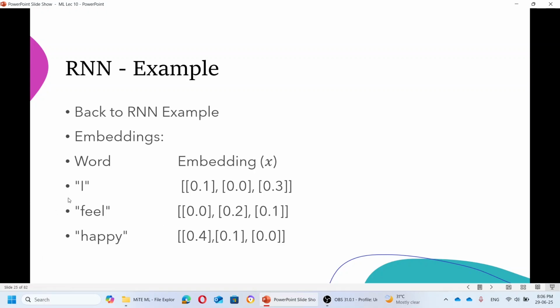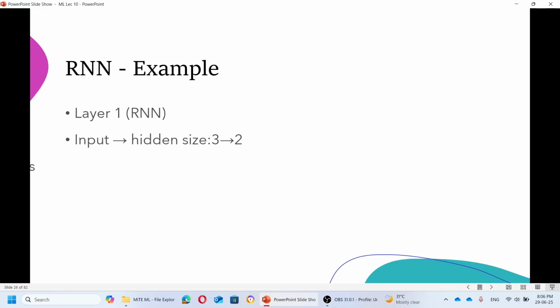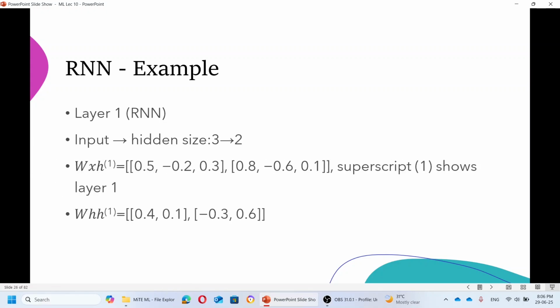We have the input sentence I feel happy, and for that we have embedded like this: 0.1, 0.0, 0 and 0.3, 0.0, 0.2, 0.1, and happy is 0.4, 0.1 and 0.0. It is random. It is just to show you how the computation is done. We have not taken the actual values. So since we have 3 embeddings for each word, our input size will be 3.